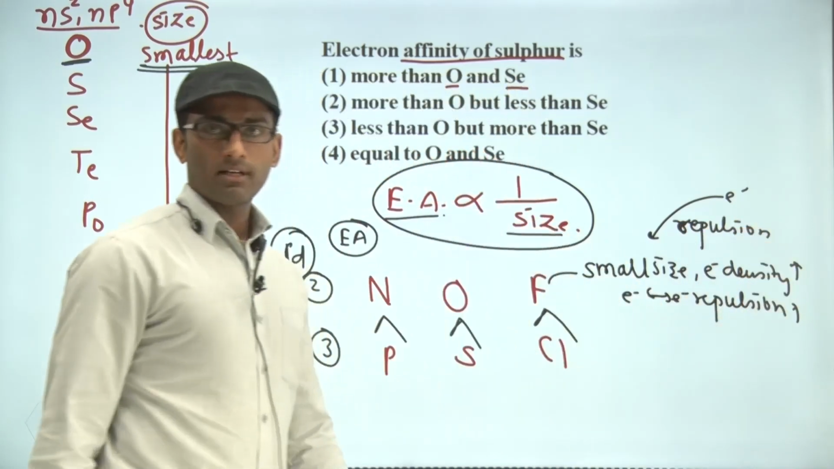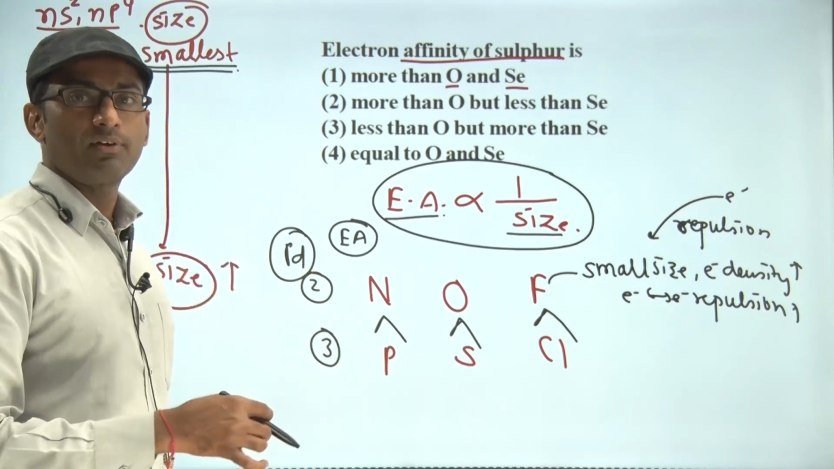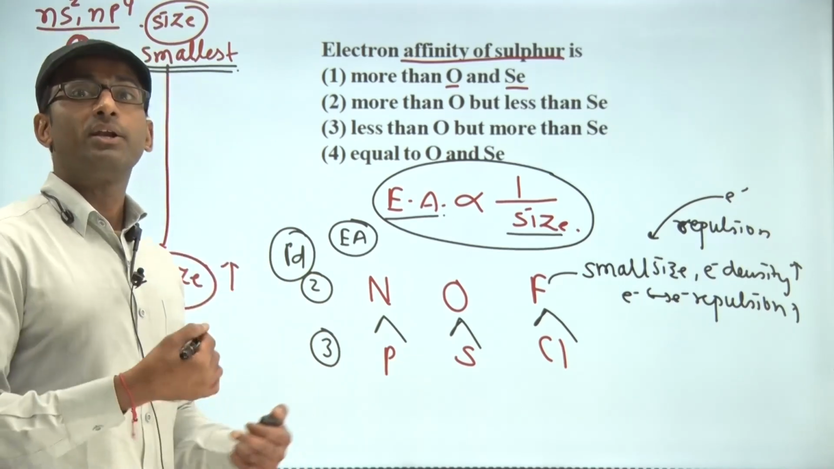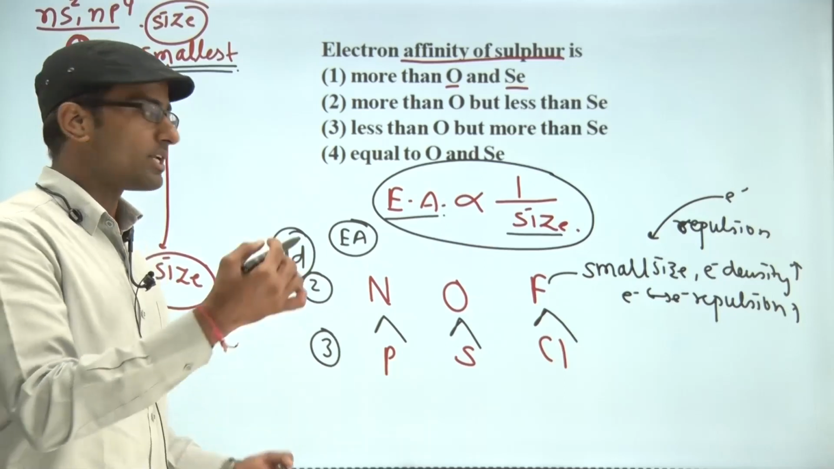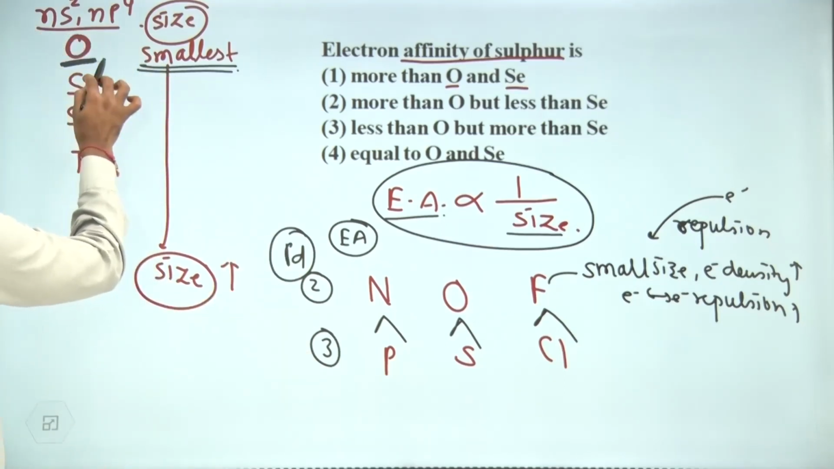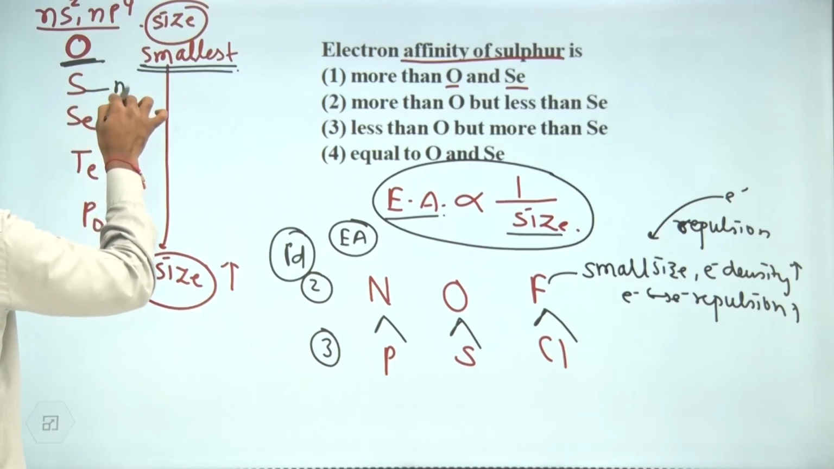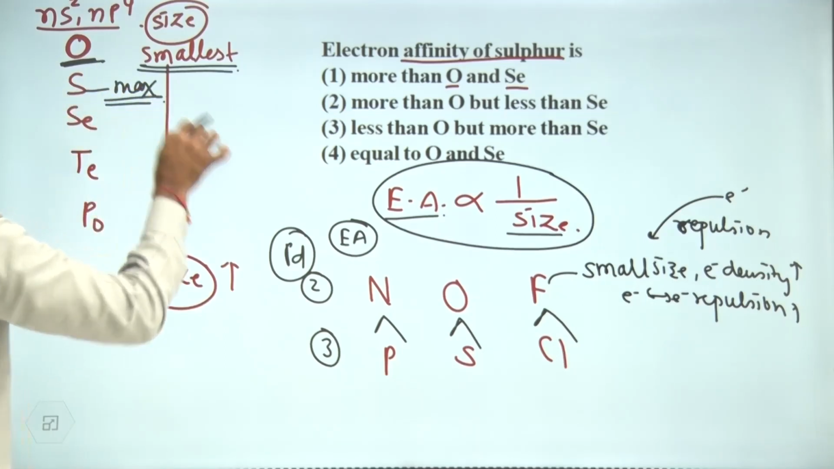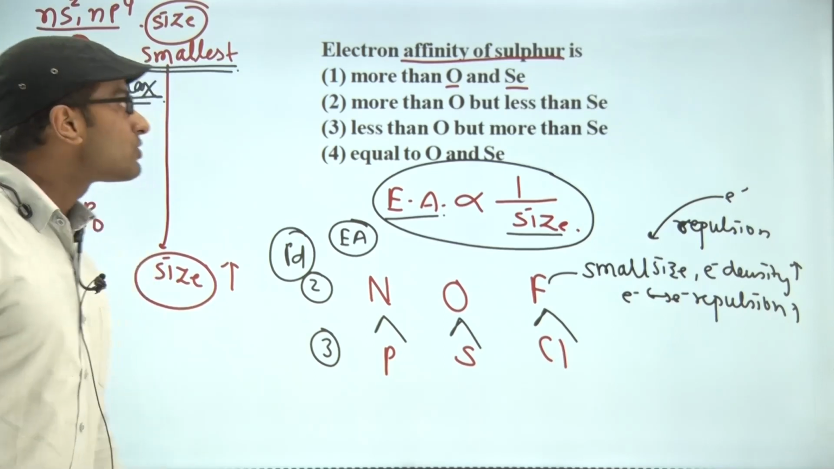And because of this repulsion, addition of electron is tough. So electron affinity reduces. Because of that, we can say that oxygen will show the least electron affinity and sulfur will show the maximum electron affinity in this case. So let's check the options.